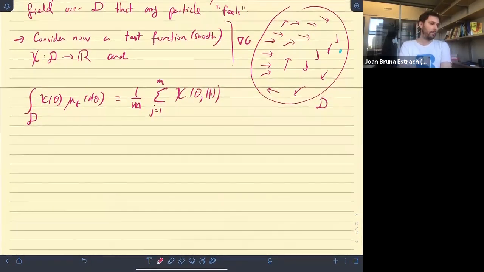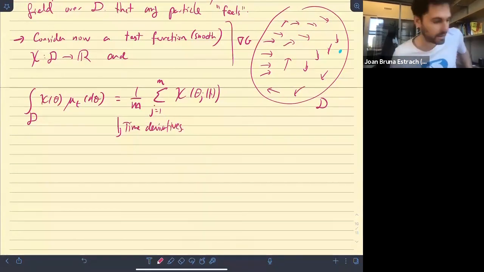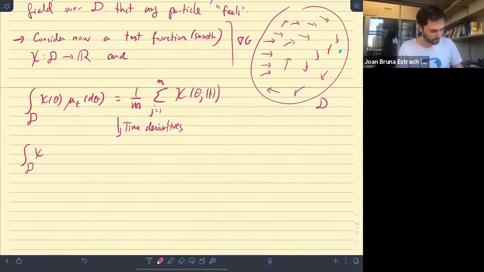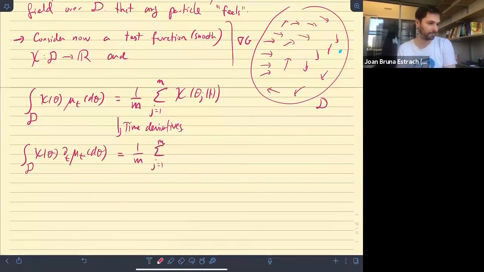Now, what we're going to do, as always, is take the time derivative, on both the left-hand side and the right-hand side. On the left-hand side, the time derivative is precisely the partial derivative, exactly what I want to understand: how the measure evolves over time. Now let's see what happens on the right-hand side. I have 1 over m, the sum from j equals 1 to m of the derivative with respect to time. First I need to take the gradient of the test function, multiplied by the velocity.